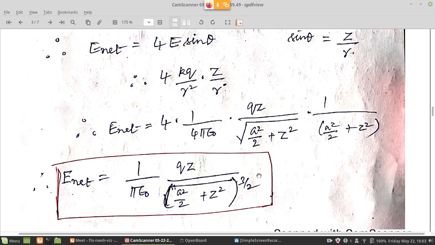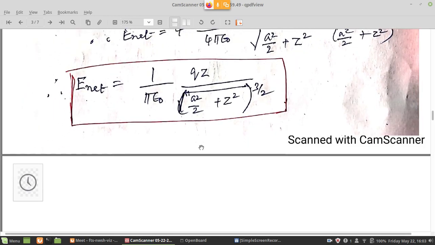So slightly above the plane, the electric field is not cancelling. The components are adding and you are getting a net electric field. So sin theta components are contributing, cos theta components are cancelling. Right? So that is the electric field at that point.